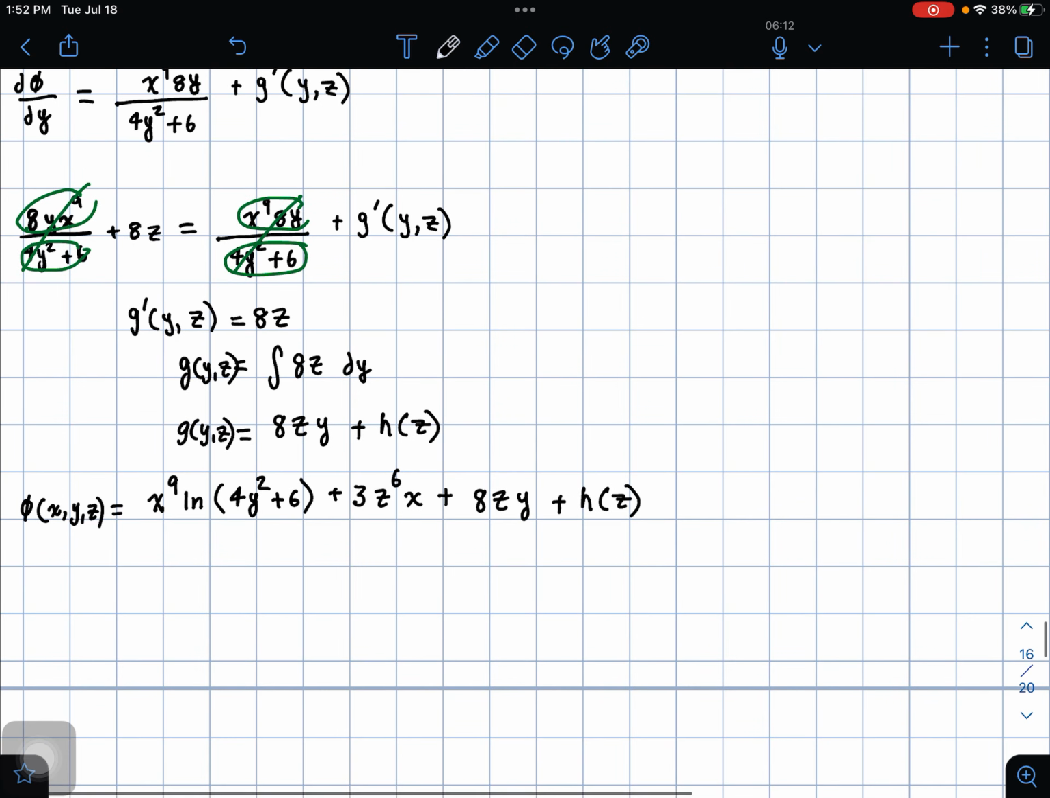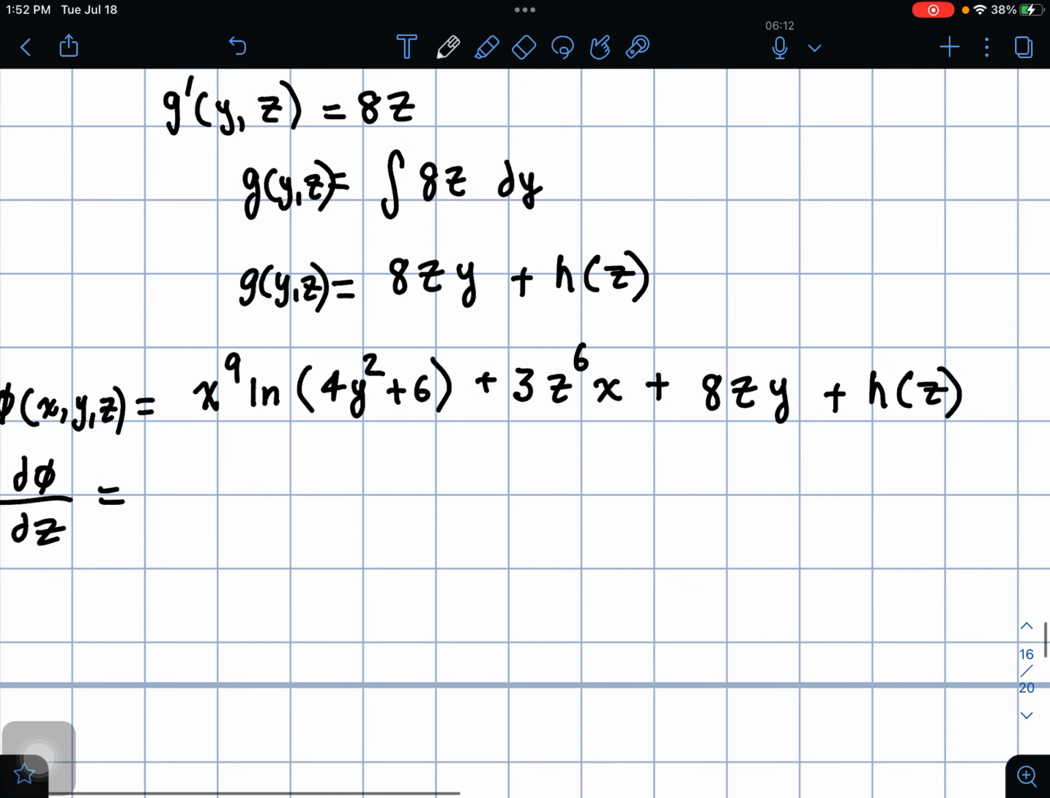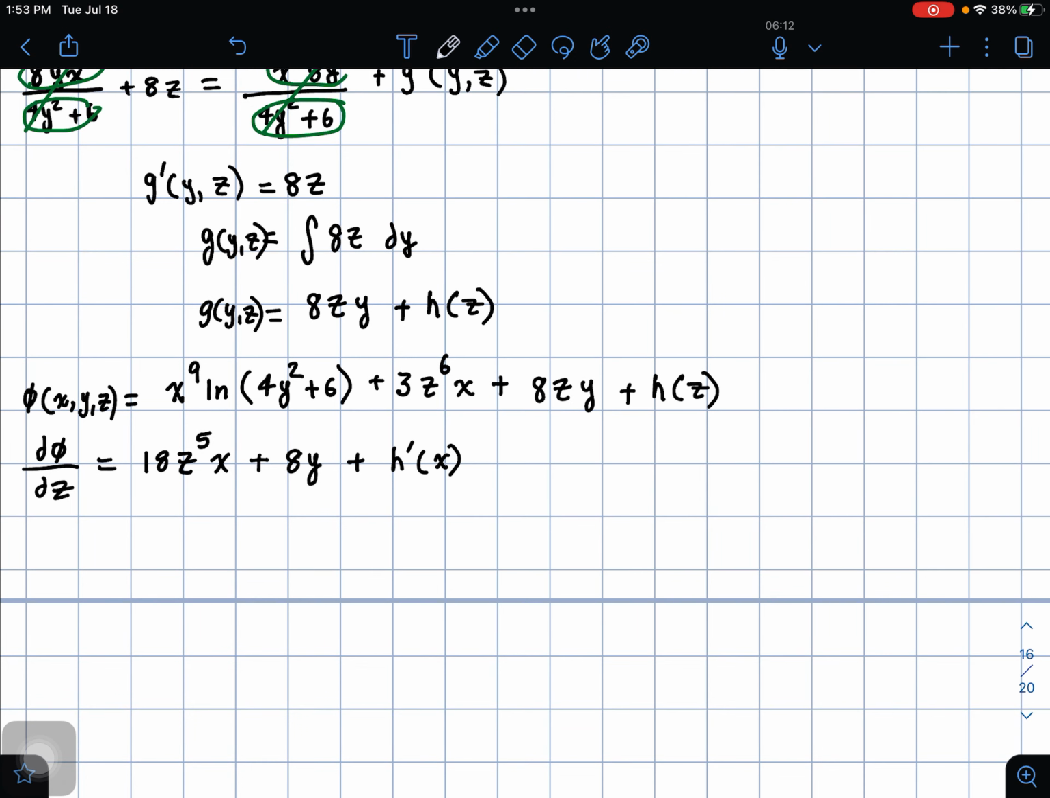Okay, let's go. So let's differentiate this. So we get del phi del z, so that will be, so this thing is just a constant, so that disappears. This thing is not a constant, so that stays, and this thing stays as well. Okay, so this one right here will be 18 z to the 5x, right? Yeah. And then this thing right here is just going to be 8y. Okay, and we have h prime at z, right?